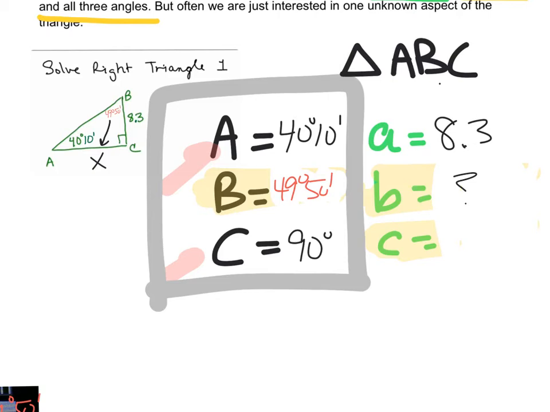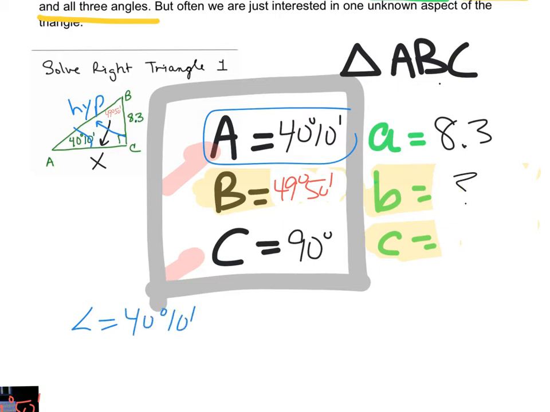To do trigonometry, I'm going to label my picture, so I have my hypotenuse opposite the right angle. The angle I'm going to use is the 40 degrees and 10 minutes that was given to me in the problem. Even though I have now angle B as well, I think you should always use what's given to you in the problem because you know that's correct.